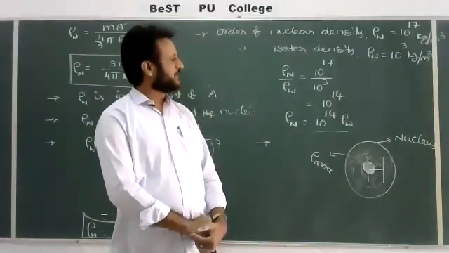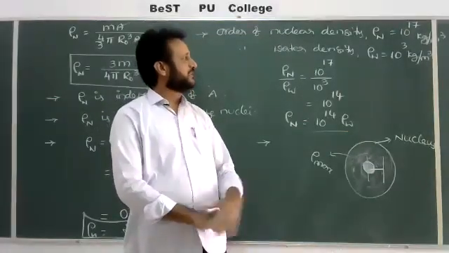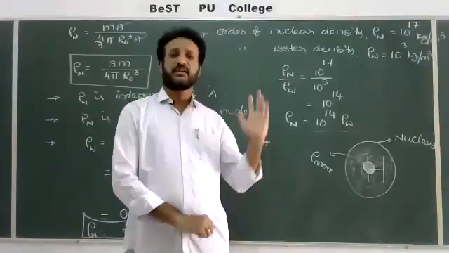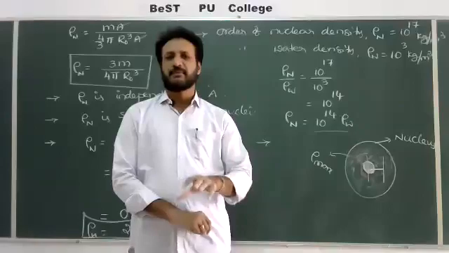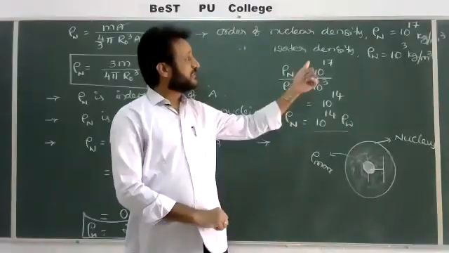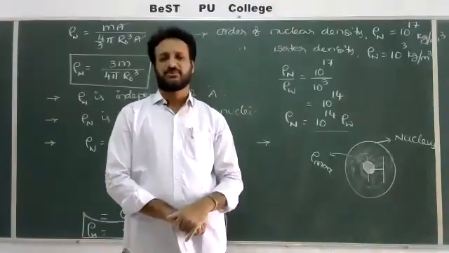So these are the general points about the nuclear density. Even compared to Earth, nuclear density is more. Earth has only around 5000 kg per meter cube, but nuclear density is 10 power 17 kg per meter cube. So that is completed.